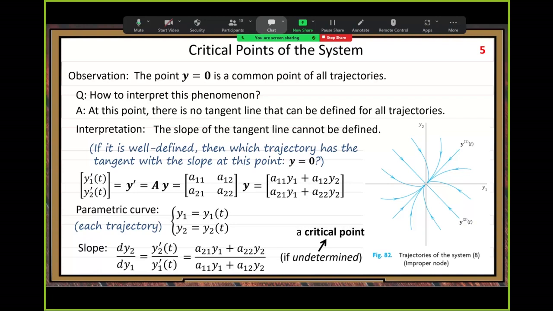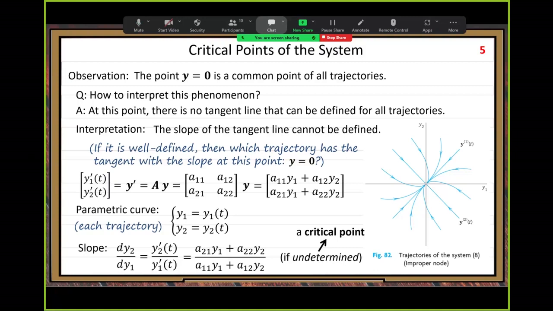So the definition of the critical points: when we look at the slope expression, dy2 over dy1. In the y1, y2 plane, each trajectory has an equation involving y1, y2. If we calculate dy2 over dy1, this fraction is not defined. So there is no valid value for it. Here it says undetermined.